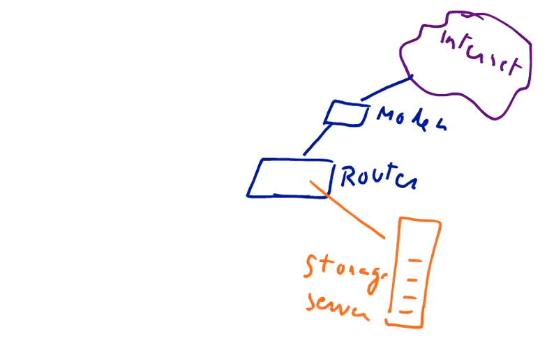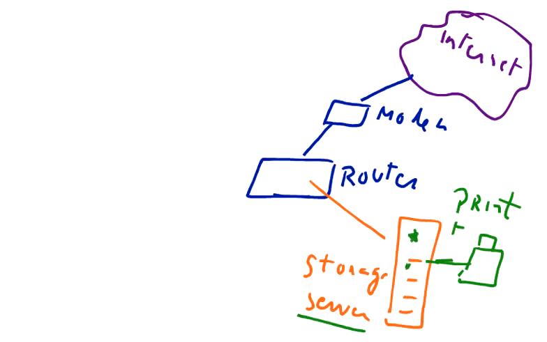We have got a printer attached to the server, a laser printer. Therefore, this server is also acting as a print server. So it's a print plus storage server. If you do not know what a server is, then you may think of a server as a very powerful device, a very powerful computer which serves other computers in the network.